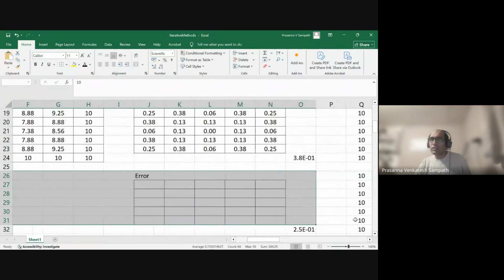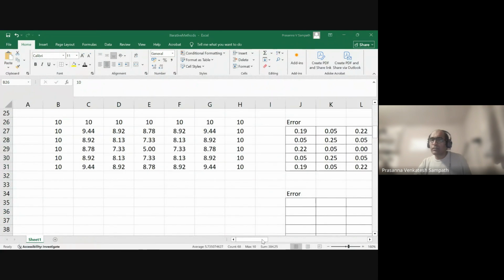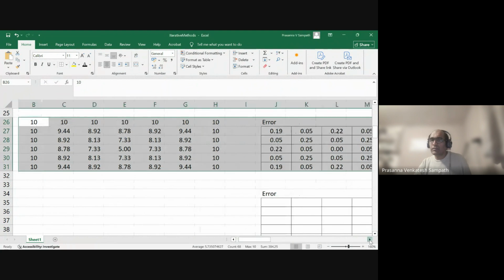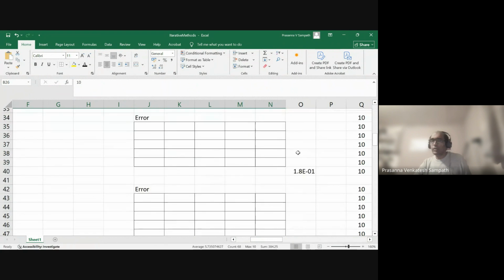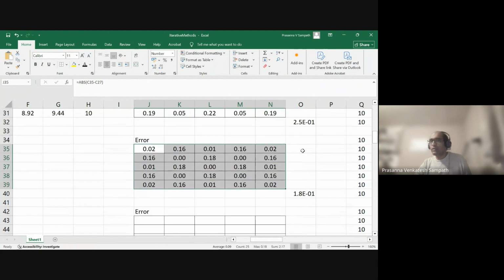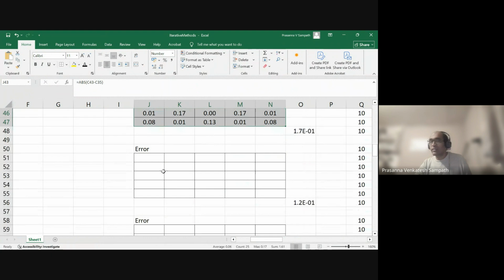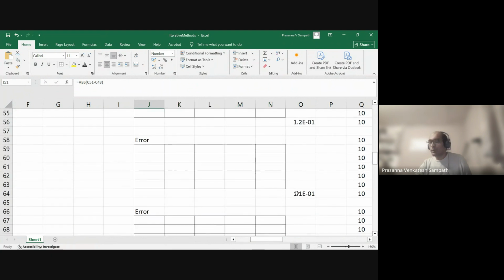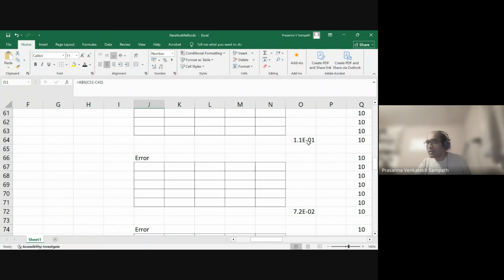Now I go to the third iteration, fourth iteration, and so on. So I just go through this process, and the error keeps reducing. See, from 3.8 into 10 power minus 1, it has become 2.5 into 10 power minus 1. And now in the next iteration, again it's reduced. From 2.5, it has become 1.8. In the next iteration, now it's slowing down, 1.7, 1.2, 1.1 into 10 power minus 1. The next iteration has become 7.2 into 10 power minus 2, right? So it has gone down.